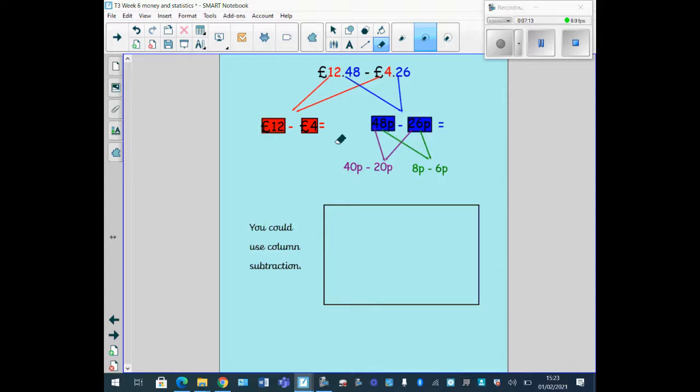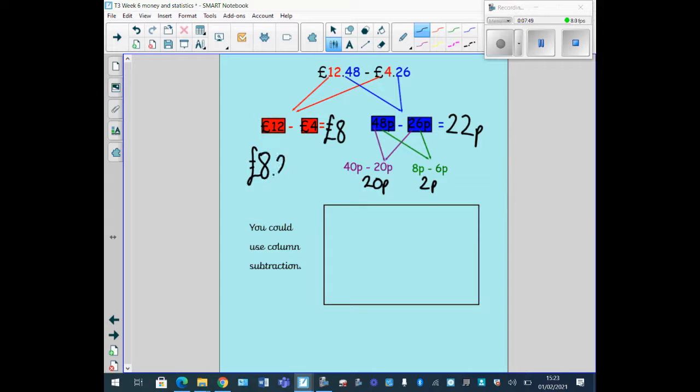Brilliant stuff. How did you get on? Could you subtract these two amounts? Let's see. £12 take away £4 equals £8. Let's see, I've got 48 subtract 26. That's a bit tricky for me. Okay, so I'm going to partition into 40p take away 20p equals 20 pence. And then I've got 8p take away 6p, which equals 2p. This equals 22p.